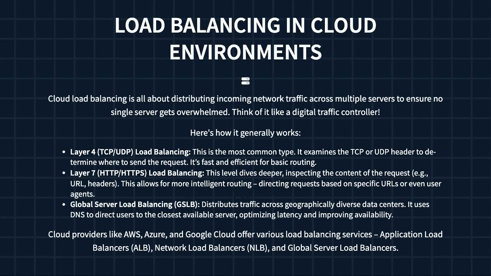Okay, let's talk about how load balancing works in the cloud. Essentially, it's a really smart way to handle lots of traffic without any one server getting bogged down. There are different levels of load balancing. We have layer 4, which just looks at basic connection information and directs traffic efficiently. Then there's layer 7, which is more sophisticated. It understands the content of the requests themselves, so it can make smarter routing decisions. Finally, you've got GSLB, which spreads your traffic across multiple data centers around the world to ensure speed and reliability for everyone.